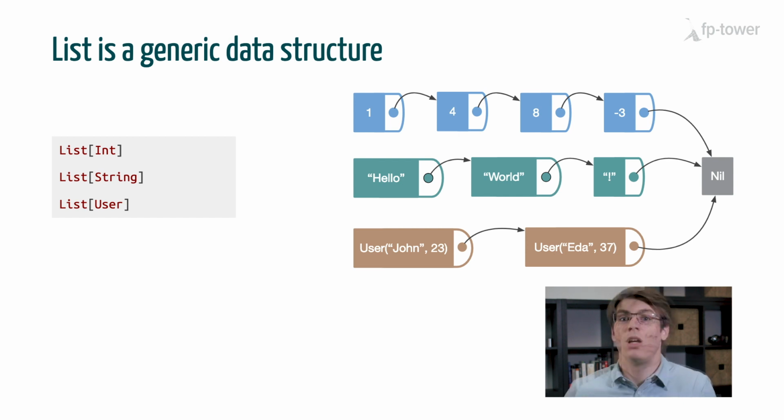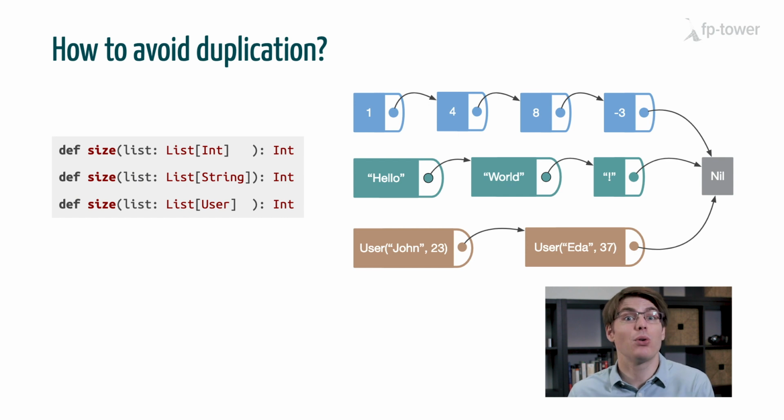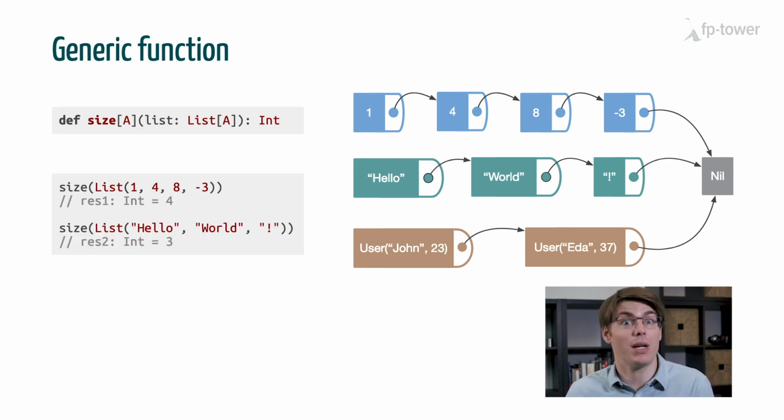Now that we have a generic data structure, we also want to avoid duplication when we implement standard methods like size. After all, computing the size of a list is independent from the type of the element that it contains. So the question is, how can we avoid repeating ourselves? We make the function itself generic by adding a type parameter to it.